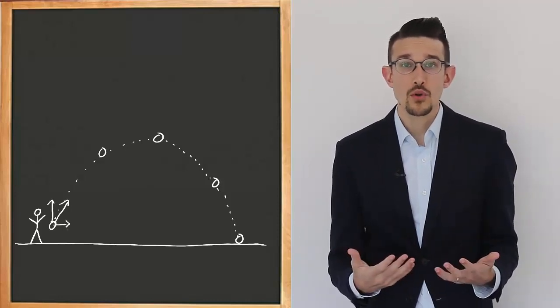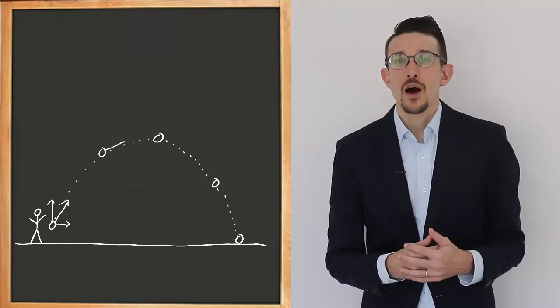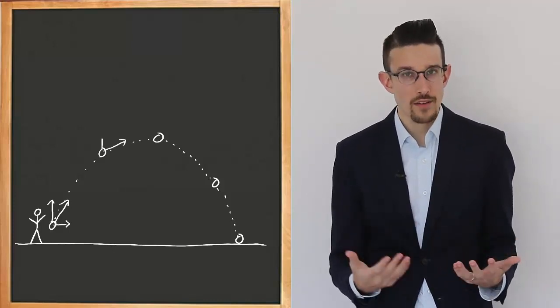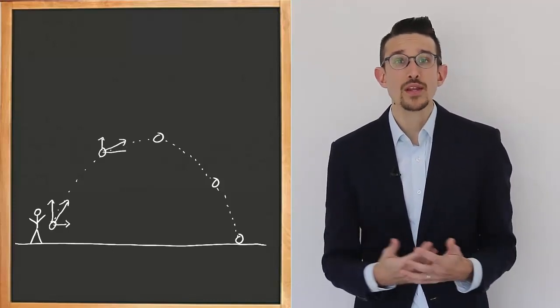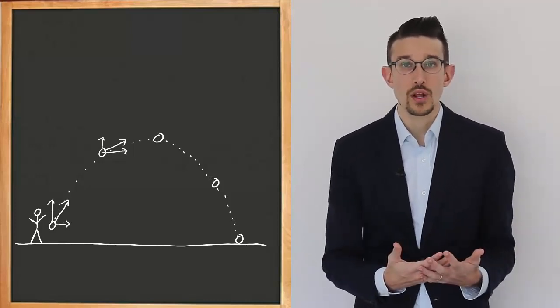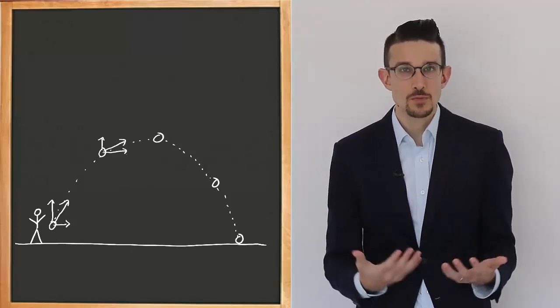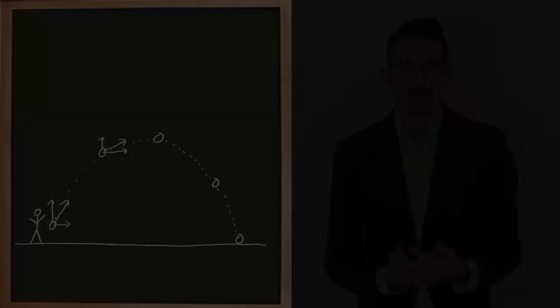The horizontal component has no forces acting on it, absent air resistance, but the vertical component has gravity acting on it. And at any point in the flight, we can calculate the horizontal component and the vertical component, and by putting them together, we can get the magnitude, which is the speed that the ball is actually traveling.